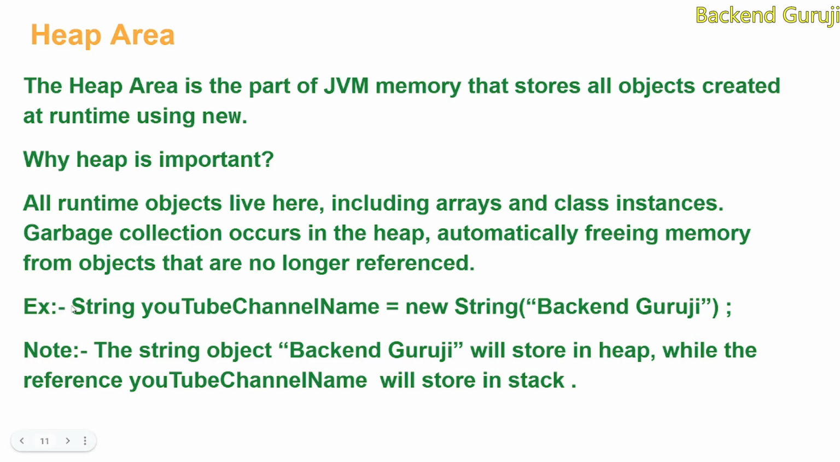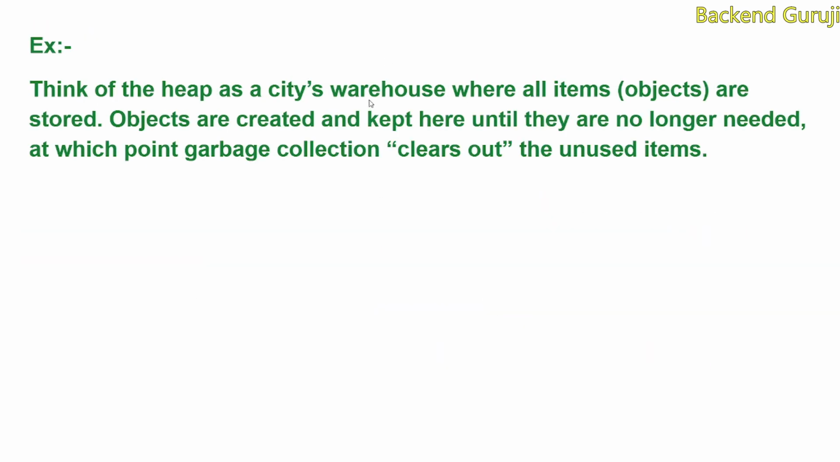You can see here one example. String youTubeChannelName = new String("Backend Guruji"). This Backend Guruji will be stored in heap, and this reference youTubeChannelName will be stored in the stack, right? Just imagine JVM has heap area, meaning one memory is allocated under JVM. For example, in one city there is a warehouse where all items are kept. Those items are stored like objects. Objects are created and kept until they are no longer needed, at which point garbage collection clears out unused items.